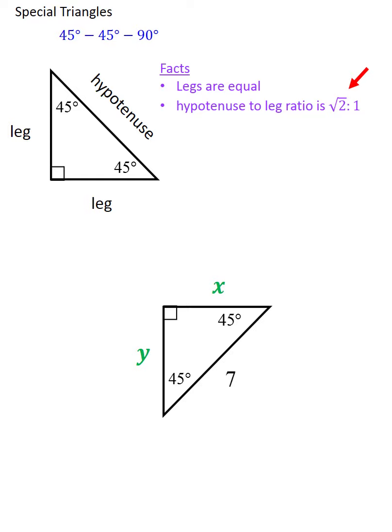Since we know the hypotenuse and we want one of the legs, and since the leg is shorter, we would have to divide by radical 2, and that gives us the leg. And since the legs are equal, the other one must be the same.